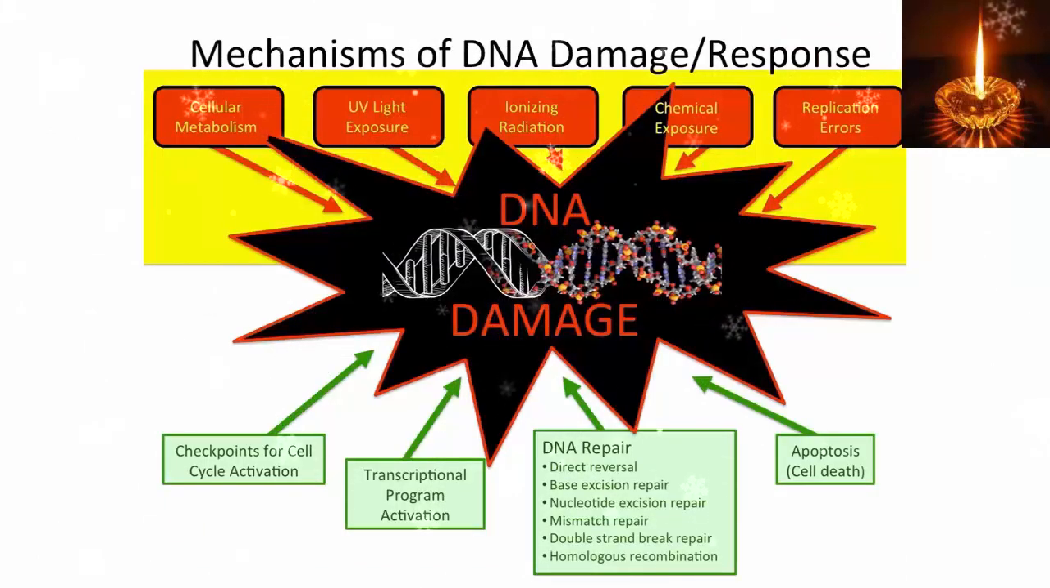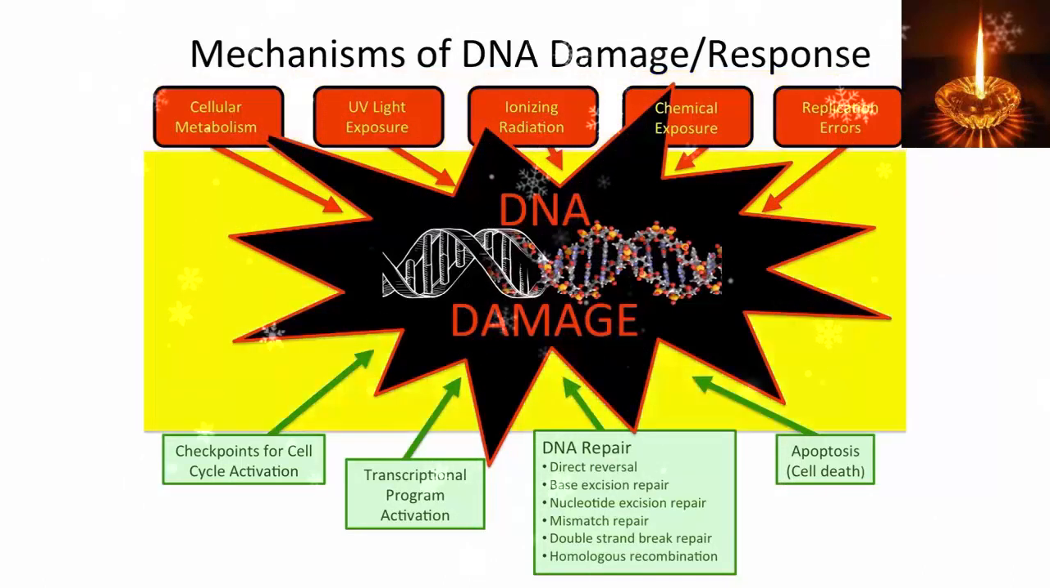So how does DNA damage occur? Well, our own metabolism generates oxygen radicals that can damage DNA bases. UV light damages DNA bases. It crosslinks bases so that it makes it impossible to replicate the DNA. Ionizing radiation of various sorts creates DNA damage. Chemicals can modify DNA and alter its structure. And finally, replication errors can introduce mispaired bases.